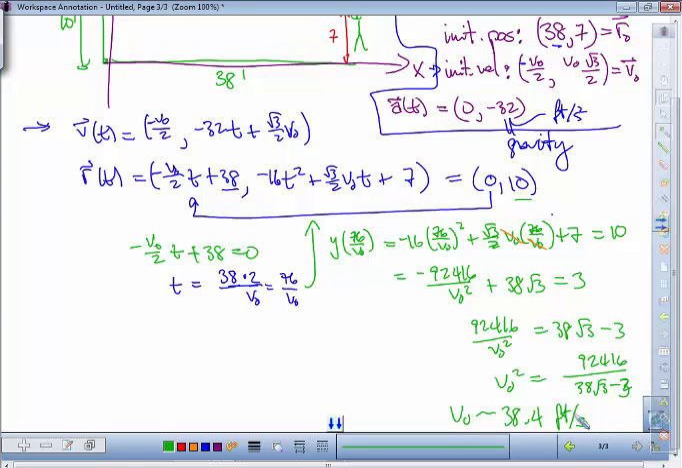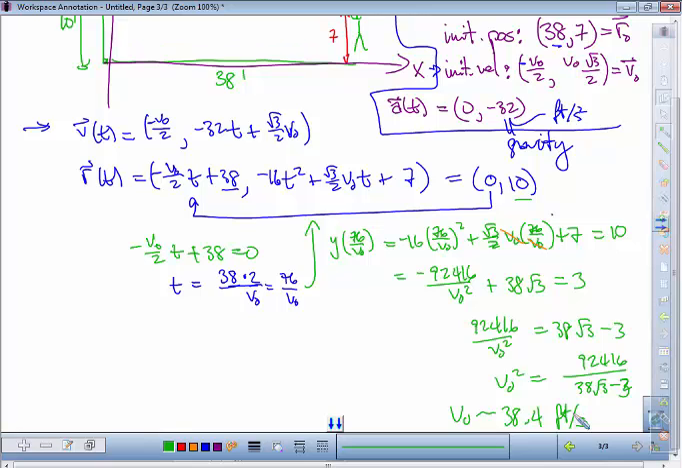So Steph Curry needed to shoot this with an initial velocity of 38.4 feet per second to be able to make that shot with his given angle, 60 degrees. Go, Steph. Okay. Any questions?